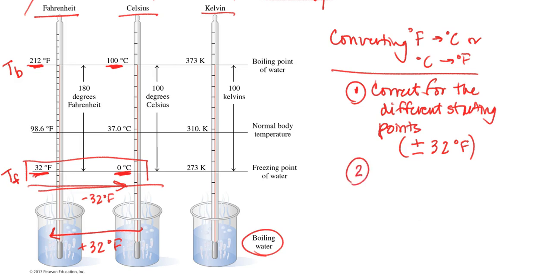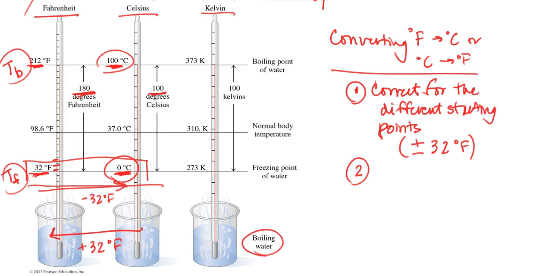Now, the other thing that we need to keep in mind and correct for when we're doing conversions between the Fahrenheit and Celsius temperature scales is the number of degrees between the boiling point and the freezing point of water. Since the freezing point of water is 32 degrees Fahrenheit, but the boiling point is 212 degrees Fahrenheit, that's a difference of 180 degrees Fahrenheit. Whereas for the Celsius scale, the freezing point of water is 0 degrees Celsius, but the boiling point is 100. So between those two reference temperatures, there are 100 degrees Celsius.